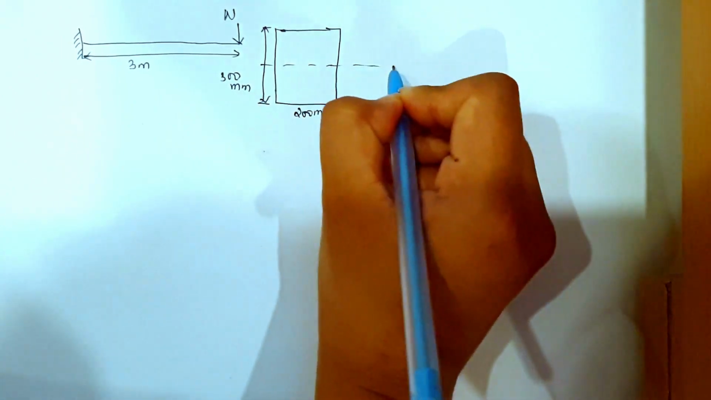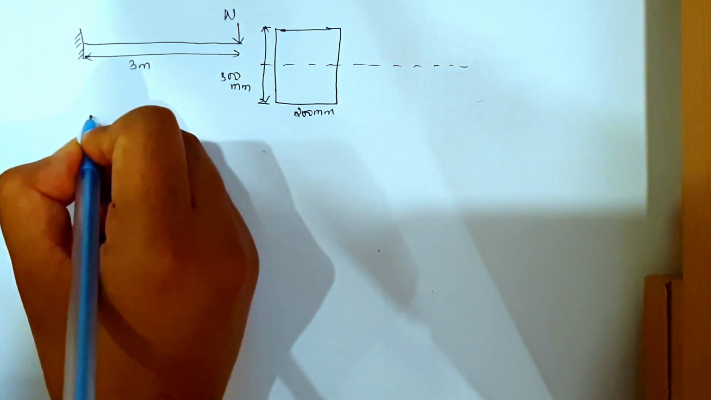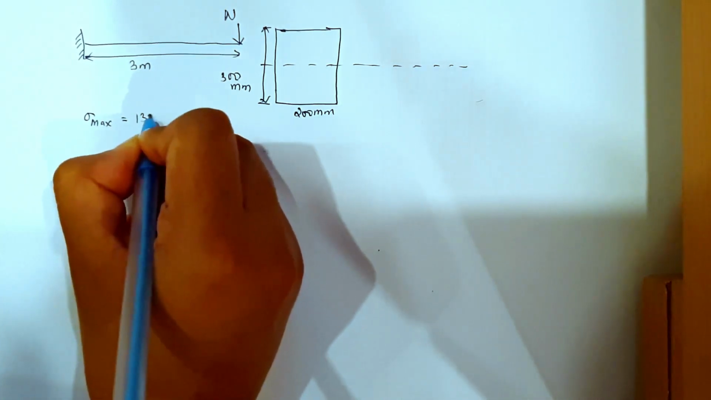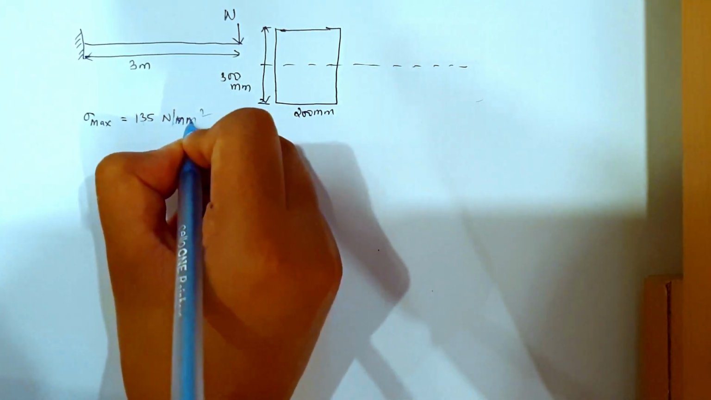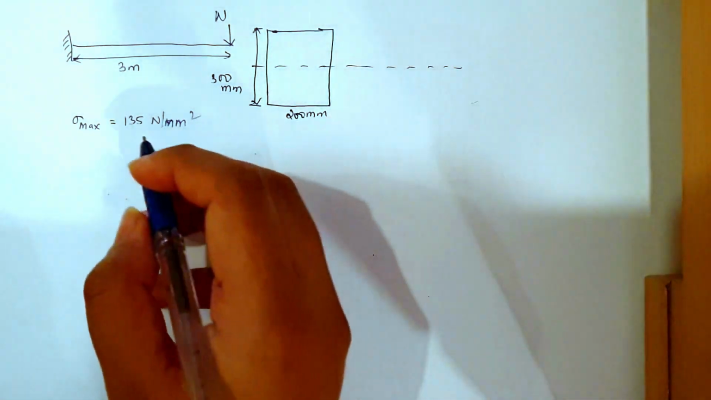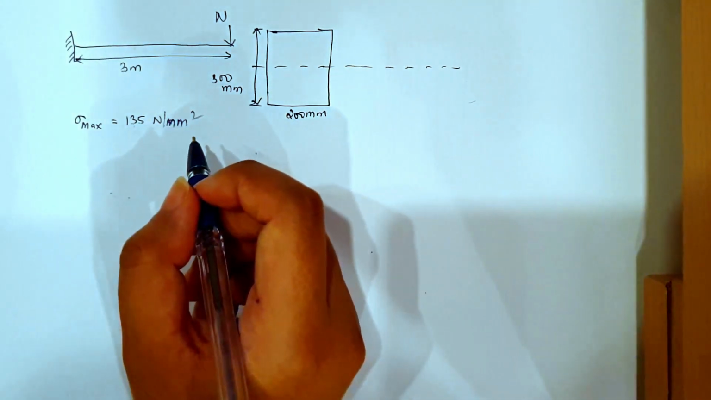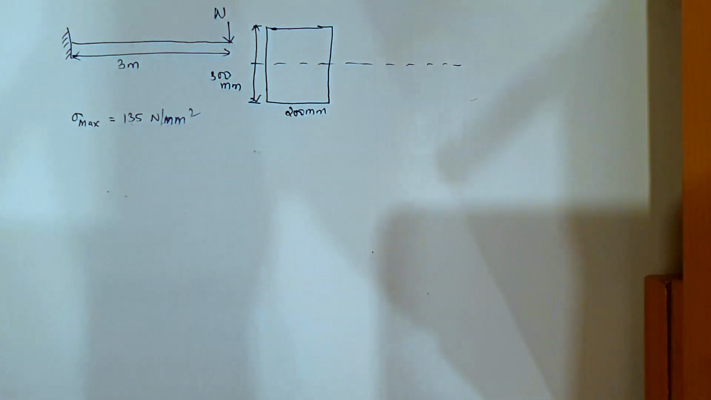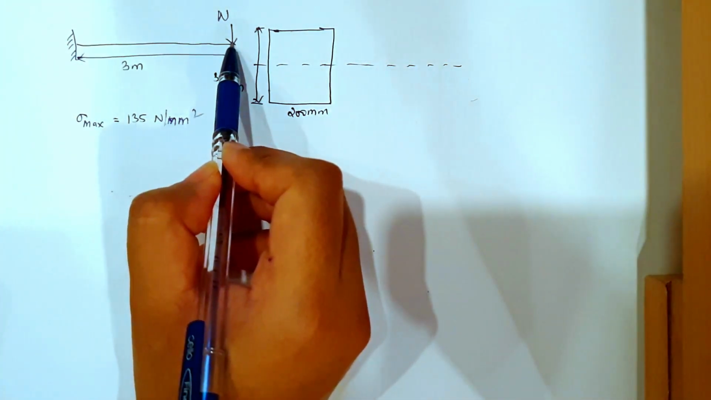Okay, and next what is given in the question is bending stress. So the maximum bending stress induced is given equal to 135 newton per mm square. And then what else is given? Then we have to determine the value of W, and let's get going.